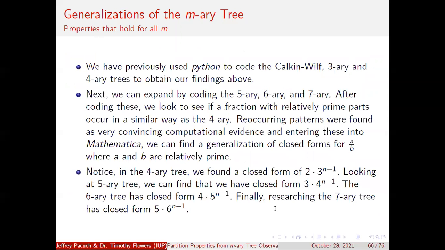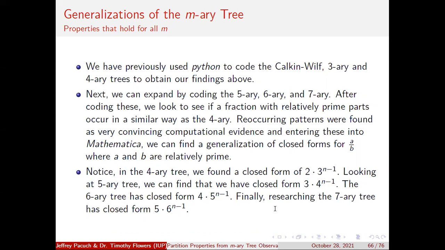Okay, so now I want to talk about another observation that I saw about the m-ary tree. Previously, like I said, I coded the 3-ary tree and the 4-ary tree to find some of the findings I did before. But now I was like, well, let me see what happens if I code up the 5-ary tree, the 6-ary tree, and the 7-ary tree. And there's some really cool computational evidence that I found, and I used Mathematica to help me out a little bit at the end there to see a closed form. But I found the following cool pattern.